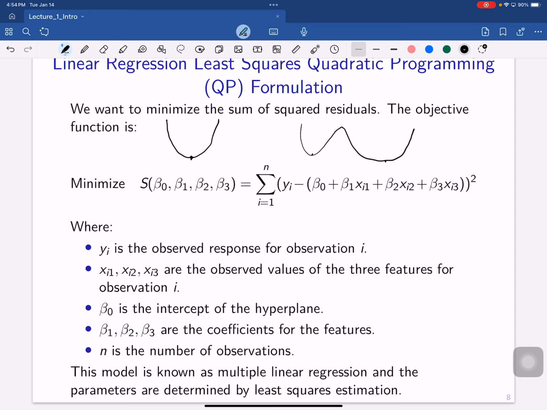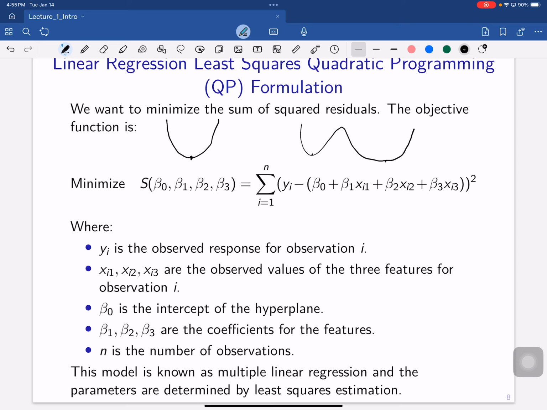Because it is convex. Yeah, exactly, right. Because this function is convex, we will cover that in the second lecture. The reason is that for a convex function, any local minimum is a global minimum.